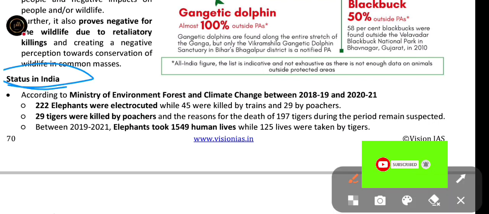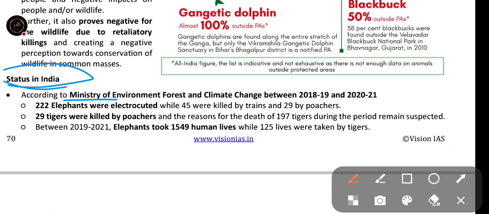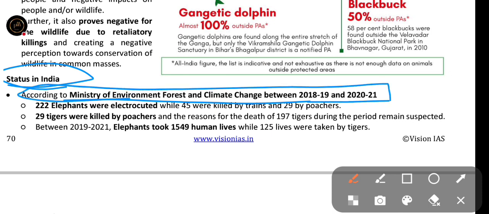And the status in India about this human animal conflict. According to the Ministry of Environment, Forest and Climate Change, between 2018-19 and 2020-21, around 222 elephants were electrocuted, while 45 were killed by trains and 29 by poachers. And you are frequently hearing that elephants are frequently dying because of the spread of electric wires, and elephants are killed by trains on the rail, okay. And poachers hover around the forest for the killing of elephants, okay.